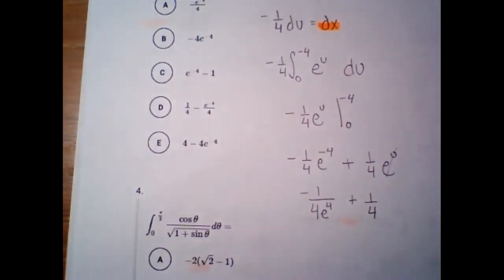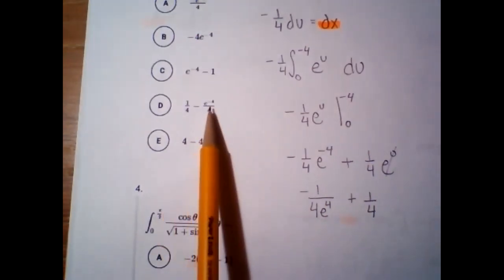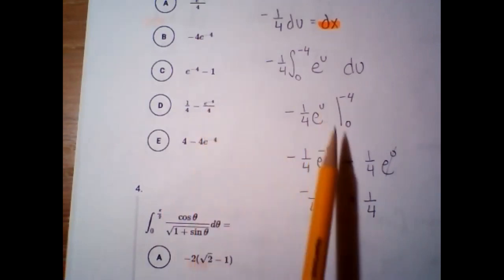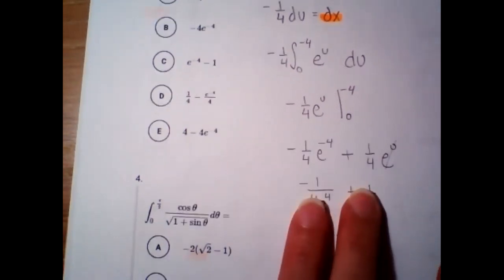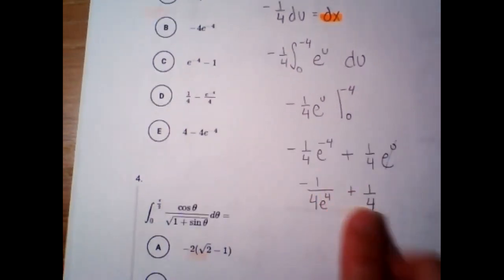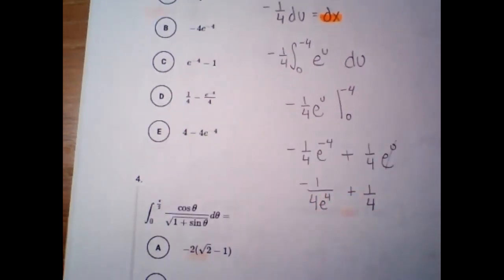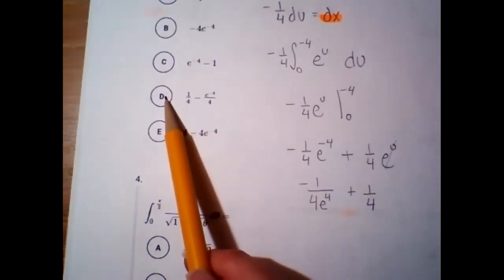But they didn't do that. They left it e to the negative 4th. I never know how far to simplify until I start looking through the choices. And they also wrote this back the other way. They put the positive 1/4 in front of it. So your answer choice for this one is D.